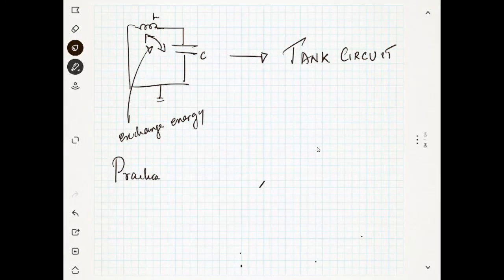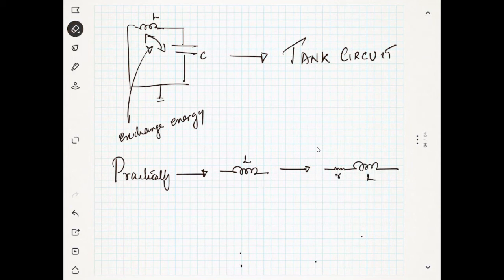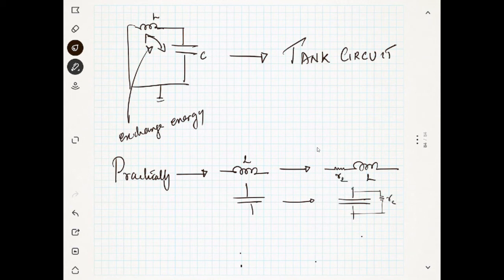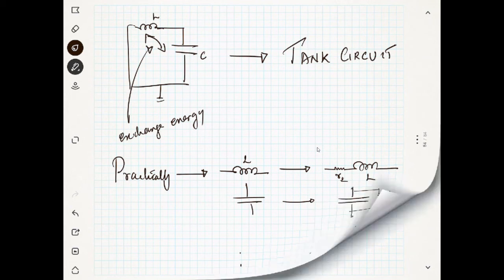Practically, there is a problem because an inductor is not a perfect inductor. If you take an inductor, you can see some small resistance also. This is a problem: a resistance across the inductor. Similarly, if you take a capacitor, there will be a leakage. Leaking means it's a small resistance. So R with C or L.